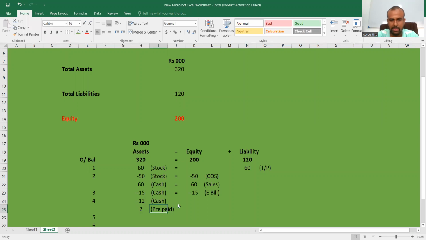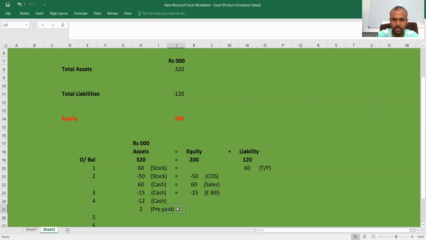So prepaid expenses is how much? Rupees 2,000. Prepaid expenses rupees 2,000. The cash reduces by 12,000 and the prepaid expenses increase by 2,000. Equity balance reduces by 10,000. What is that? Insurance. I put 10,000 because 10,000 is the amount relevant for the period. May month relevant amount 10,000.